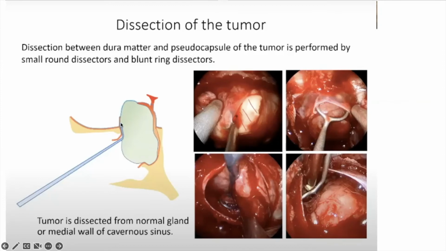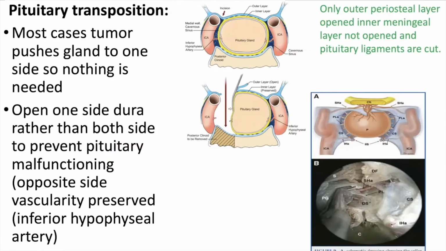You should try to find the cleavage between the tumor, which is surrounded by the pseudocapsule, which is nothing but a compressed normal gland. So in between the pseudocapsule and the normal gland, you should create a cleavage. Also do pituitary transposition if the lesion is going posteriorly towards the posterior cranial fossa. But if you require this transposition, then do it unilaterally.